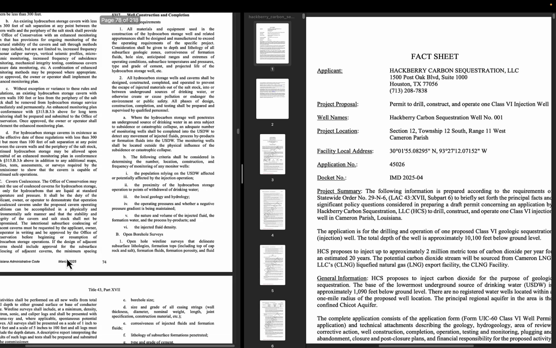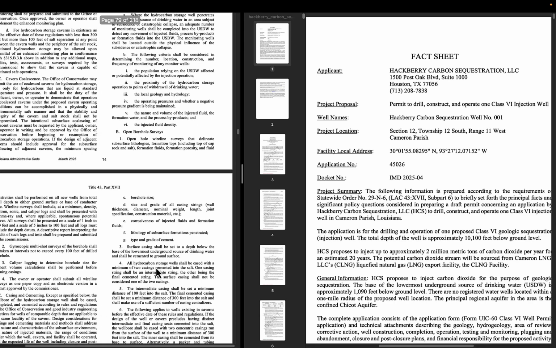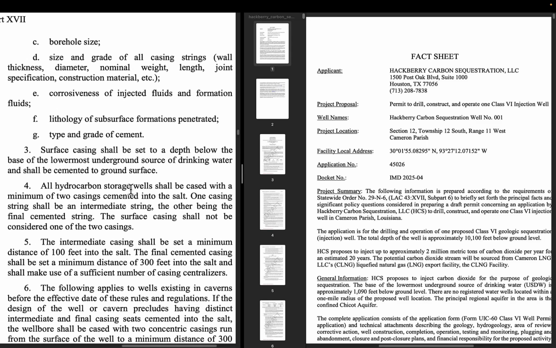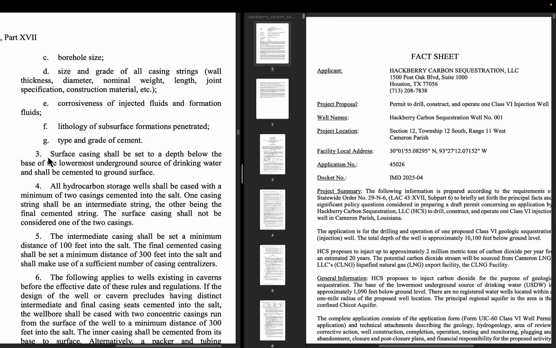So I'm just going to jump to that page, and we are going to find section 3 here. And let's zoom in a bit. In the regulations, it states that the surface casings shall be set to a depth below the base of the lowest most underground source of drinking water and shall be cemented to ground surface.